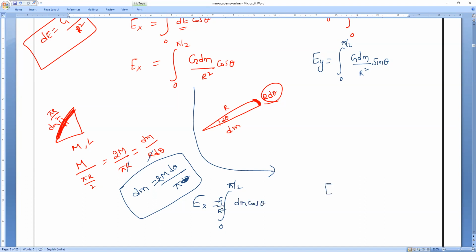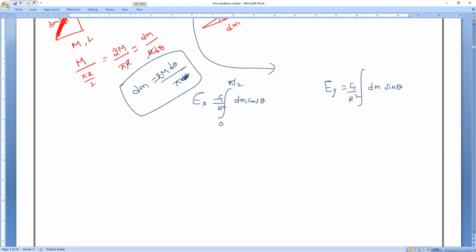Let me write the next step. So Ey is also the same. G and R square are constant, so I'll write dm sin theta. Okay, everybody, now you all replace dm. Girls and boys, everybody replace it. What does dm mean now? Just now you solved it: 2M d theta divided by pi. So replace it.